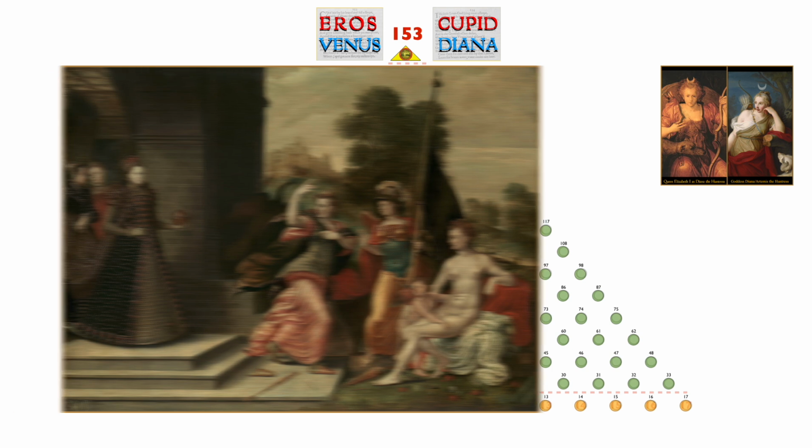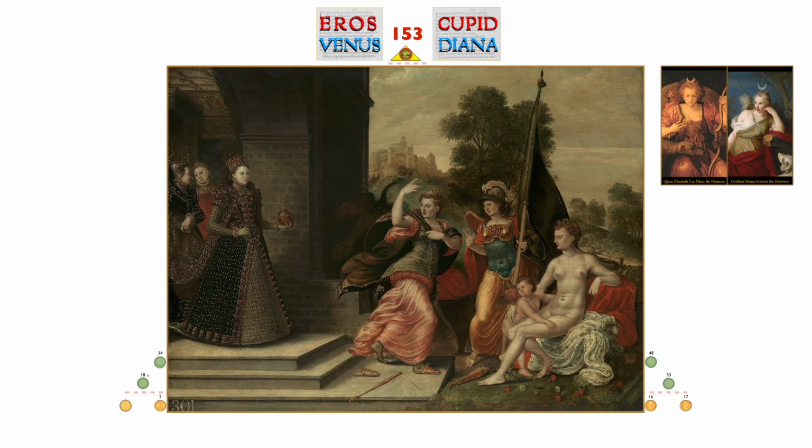This painting portrays the mythological beauty contest known as the Judgment of Paris, in which Venus traditionally was the victor over her rivals Minerva and Juno. But here, Elizabeth is depicted as winning the prize, an orb instead of an apple.